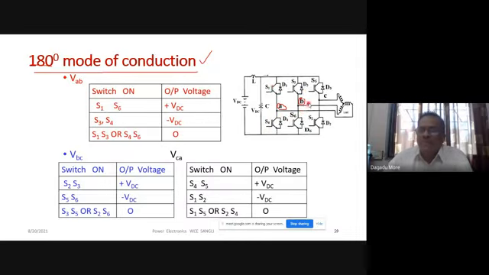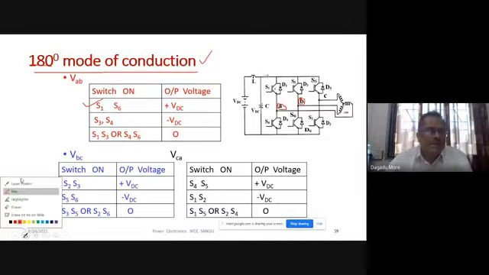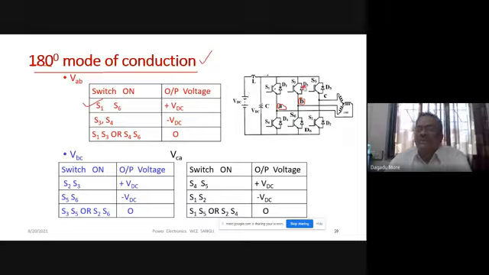When VAB is positive, A is positive with respect to B when S1 and S6 are on. So here we are showing particularly when S1 and S6 are on. This is S1 and this is S6. When S1 and S6 are on, then our output voltage VAB is plus VDC. Similarly, when S3 and S4 are on, B is connected to positive, so it will be minus VDC.